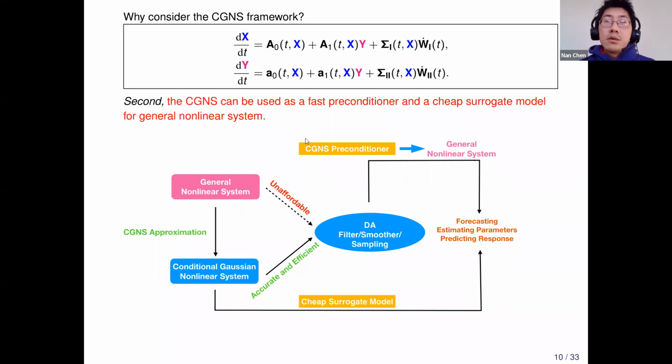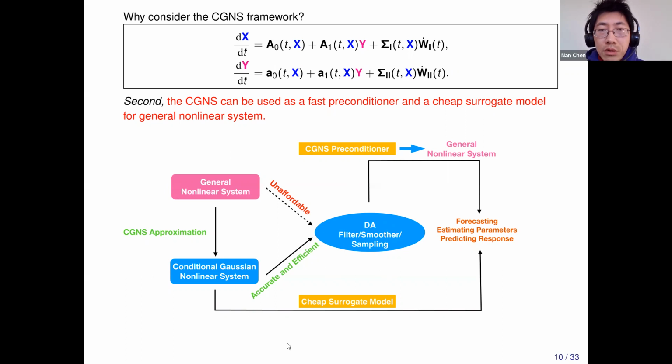Okay, so so far we discussed a lot of systems that themselves already belong to this framework. But of course, there will be many more systems which do not have this conditional Gaussian profile, right? Otherwise, we are done with all the work. But still, these conditional Gaussian systems can be very useful because they can be used as a fast preconditioner and a cheap surrogate model for those general nonlinear systems.